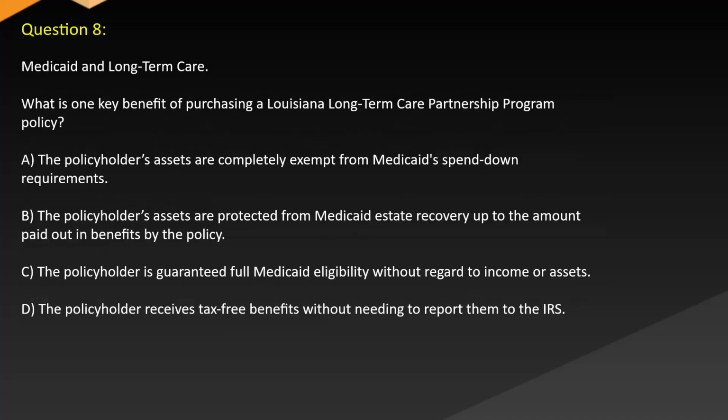Question 8. Medicaid and long-term care. What is one key benefit of purchasing a Louisiana long-term care partnership program policy? A. The policyholder's assets are completely exempt from Medicaid's spend-down requirements. B. The policyholder's assets are protected from Medicaid estate recovery up to the amount paid out in benefits by the policy. C. The policyholder is guaranteed full Medicaid eligibility without regard to income or assets. D. The policyholder receives tax-free benefits without needing to report them to the IRS.